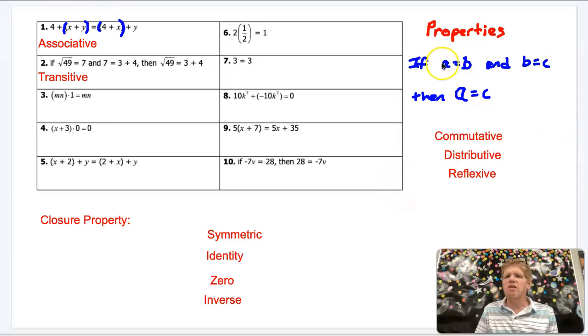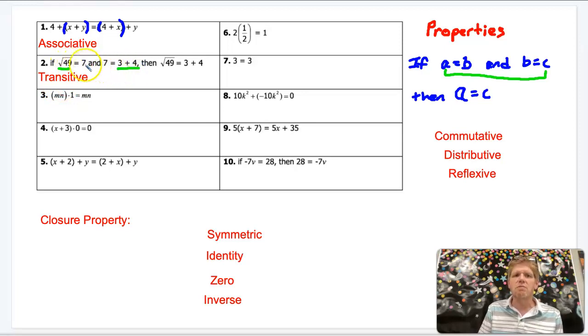All it's doing, you'll notice, is saying, well, I know that A is equal to B. I also know that C is equal to B. So if A is equal to B and C is equal to B, they're both equal to B, that means they both must be equal to each other. That's what we've done here. We see that the square root of 49 is equal to 7. We also see that 7 is equal to 3 plus 4. Both of these things are equal to 7, the square root of 49 and 3 plus 4. Therefore, they both must be equal to each other. And that is the transitive property.